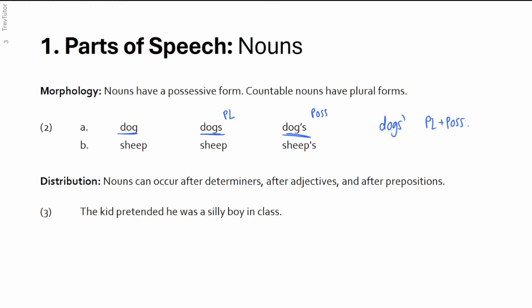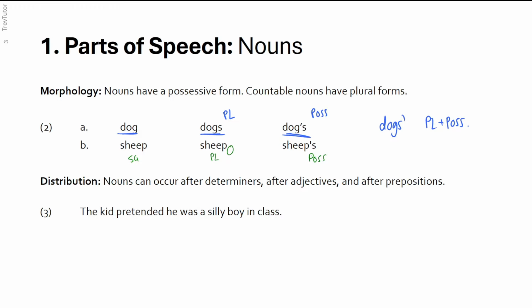Now, with a case like sheep, one sheep, two sheep, three sheep, four sheep, we don't see any marker on the plural version, but we do know that there's a singular version and a plural version. So the sheep saw me versus the sheep saw me. They sound the same, but depending on the context, we'd know. And it can also take the possessive form, just like any other noun can.